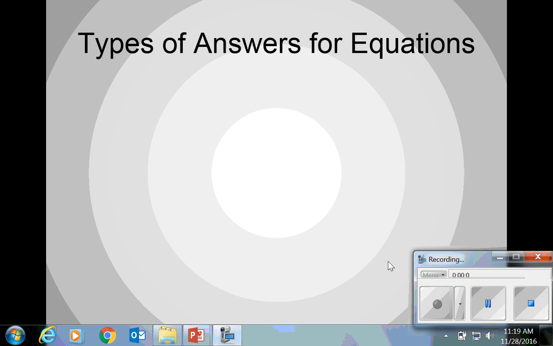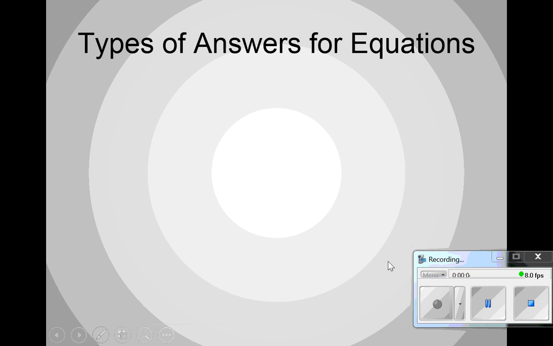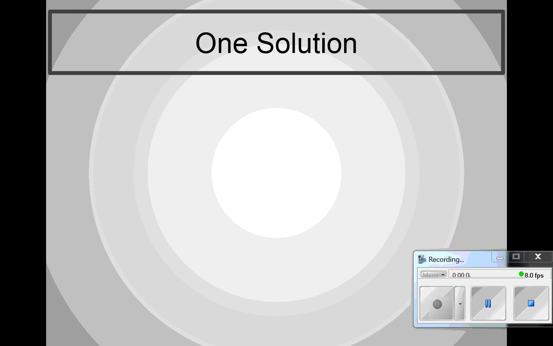Types of answers for equations. Today we're going to look at equations that don't just have one solution, but they have other options. So go to your foldable and open it up for the tab that says one solution. And I would like for you to copy this down and solve it.